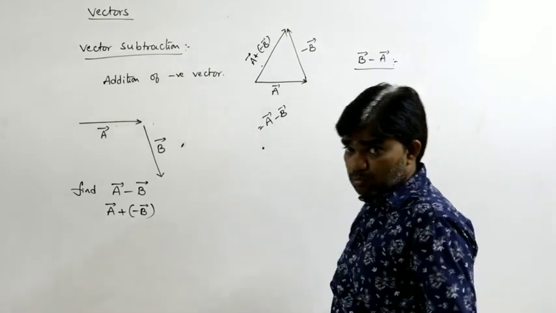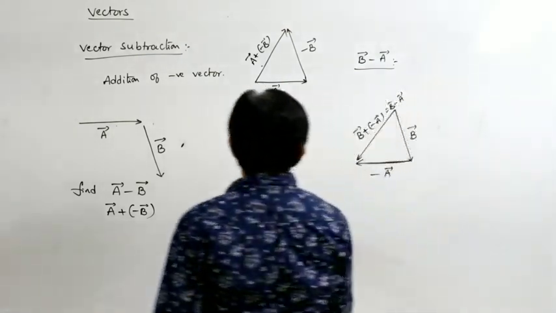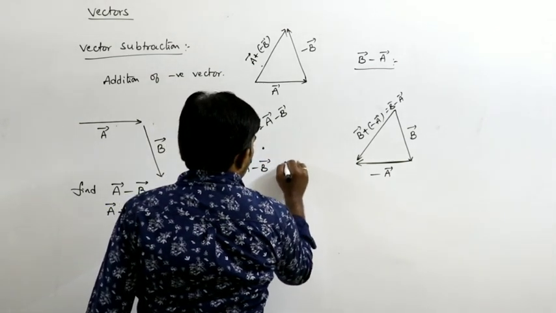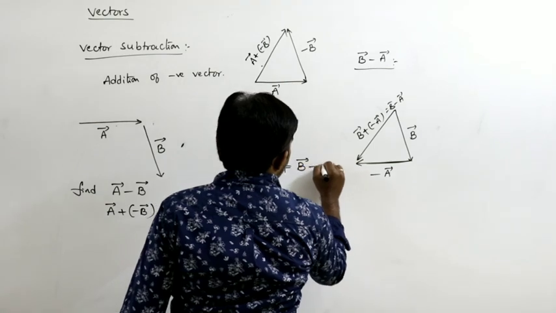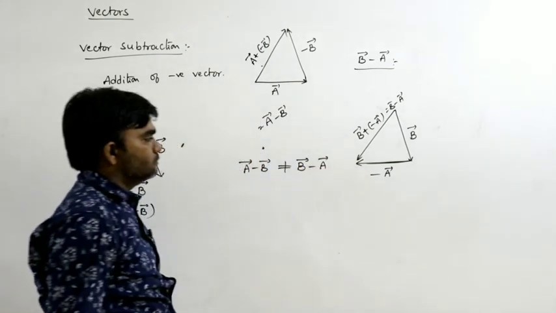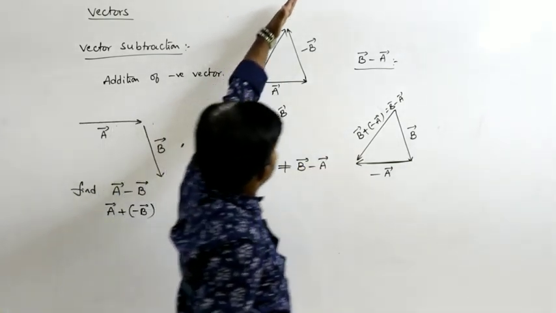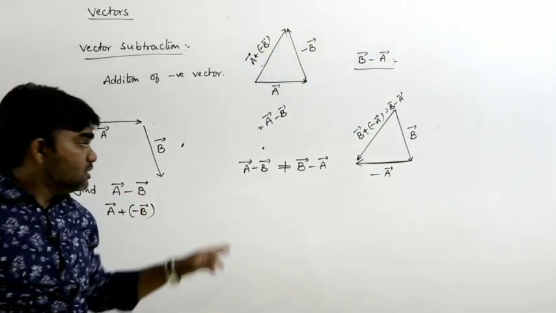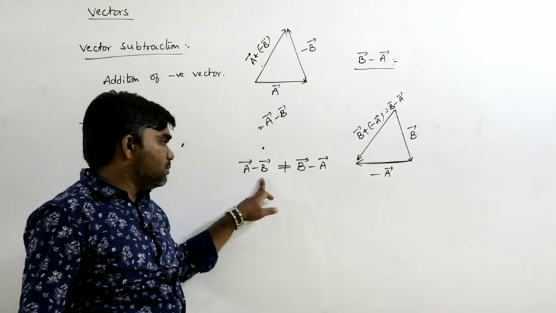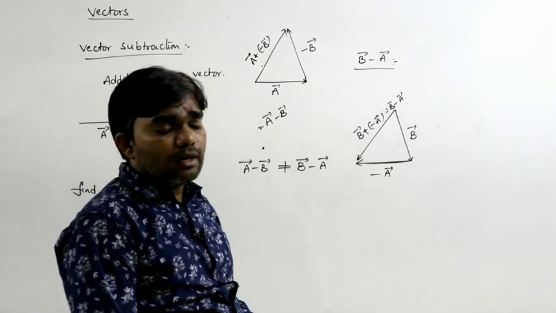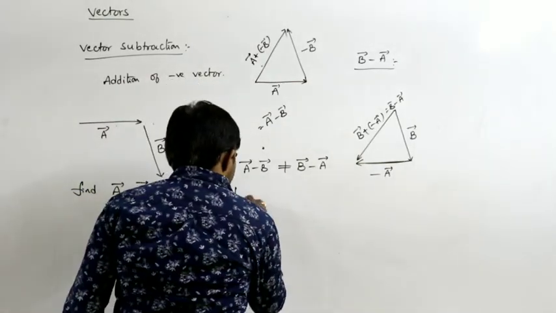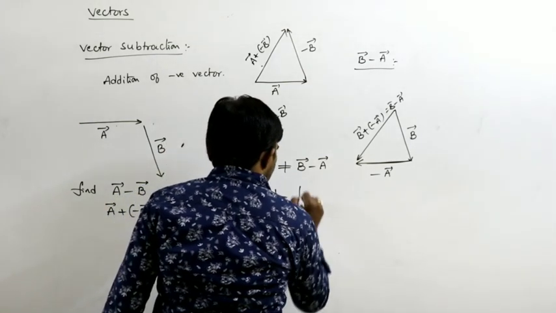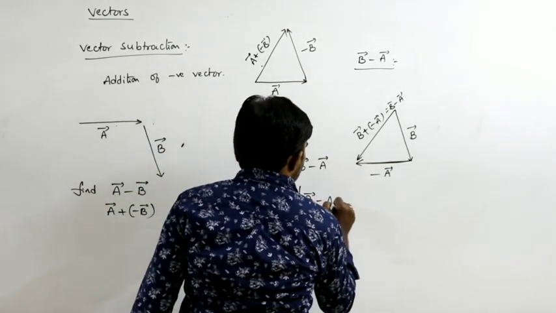This direction. Both are not equal. That means A bar minus B bar is not equal to B bar minus A bar. So this is the direction of A bar minus B bar, and this is the direction of B bar minus A bar. That's why A bar minus B bar does not equal B bar minus A bar, but the magnitude of A bar minus B bar is equal to the magnitude of B bar minus A bar.